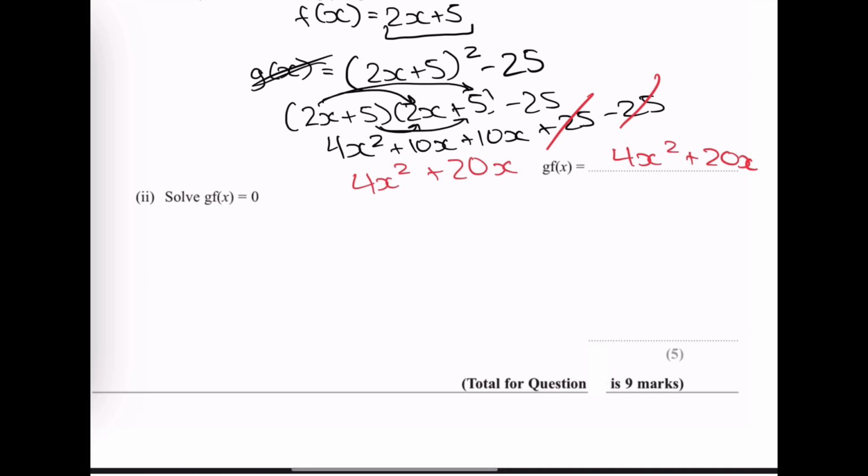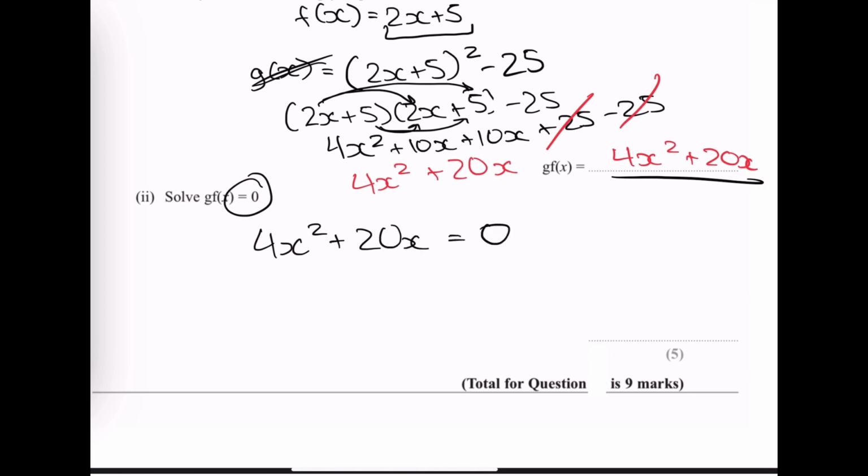Now, because we need to solve it, basically just take this equation over here and set it equal to 0. And then again, you can just put this into your calculator to figure it out, and the answer would be x equals 0 and x equals minus 5.